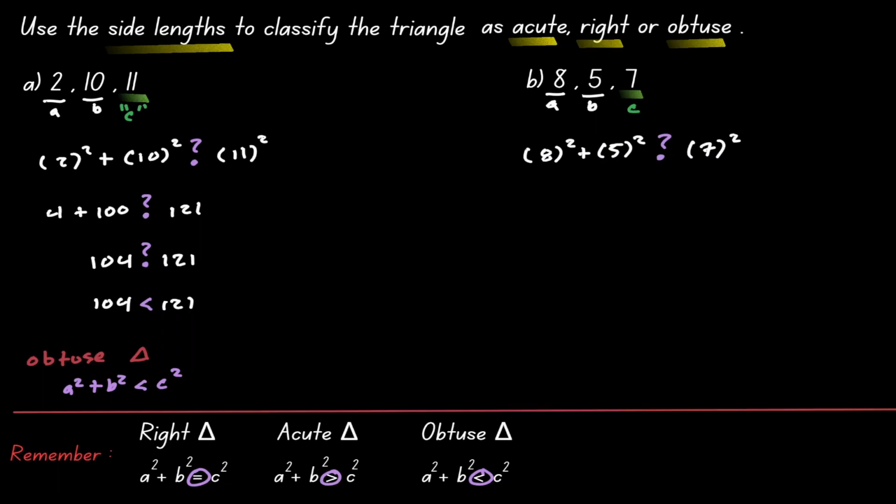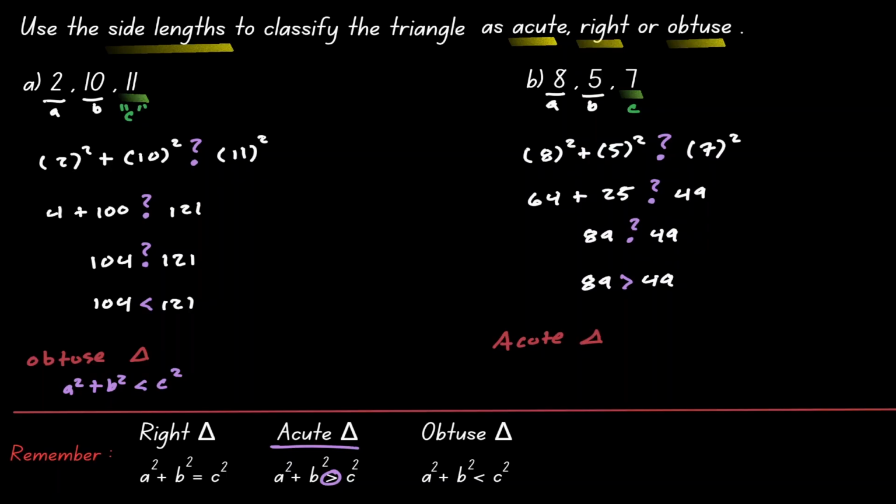So now let's simplify this. 8 squared is 64. 5 squared is 25. We do not know the scenario, so let's keep it as a question mark. And 7 squared is 49. Let's simplify the left-hand side. 64 plus 25 is 89. Let's bring down the question mark. And on the right-hand side, we got 49. Now let's take a look at the values that we obtained. 89 is greater than 49, so let's write that down. So we can conclude that we have an acute triangle, because we have shown that a squared plus b squared was greater than c squared.